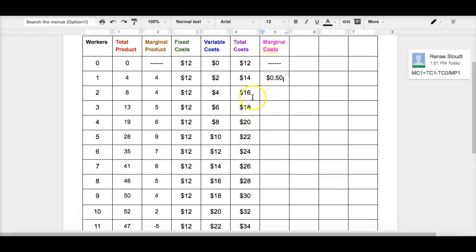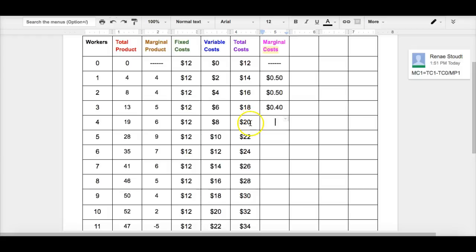At 2 workers, we're going to take 16 minus 14, so the line we're on minus the line above for total cost, divided by marginal product at 2 workers. Don't divide by total product, marginal product. So 16 minus 14 is 2 divided by 4, which is another 50 cents. Oops. Sorry. Forgot to move down the line. Okay. At 3 workers, we're going to subtract 18 minus 16 divided by marginal product at 3 workers, 5. So 2 divided by 5 will give us 40 cents.